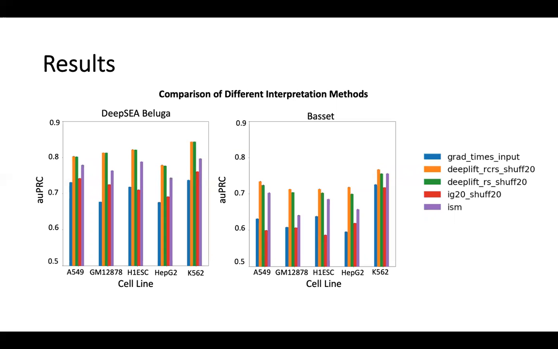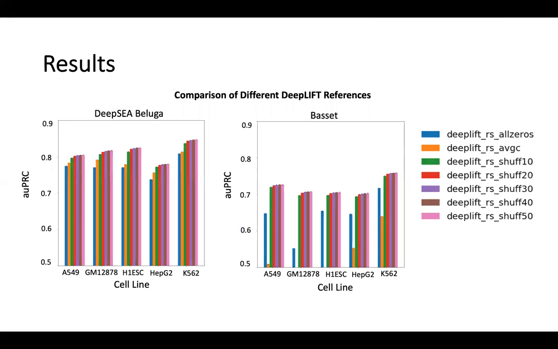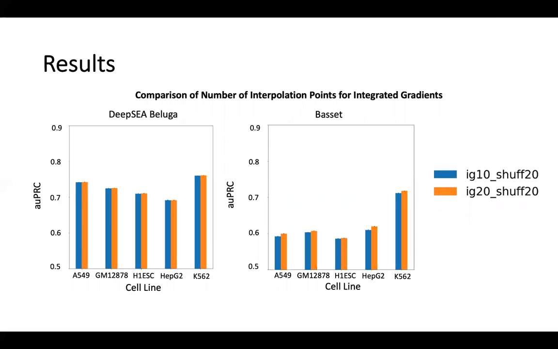In our Motif Recovery AUPRC comparison of different interpretation methods, we find that DeepLIFT and ISM tend to perform best and second best, and grad times input tends to perform more poorly. Also note that integrated gradients sometimes performs more poorly than grad times input, which we will discuss later. When comparing different DeepLIFT references, we find that shuffled reference works better than zero or average GC reference for DeepLIFT. Also, DeepLIFT performance initially increases with the number of shuffled references before experiencing diminishing returns at around 20 shuffled references. We also find that integrated gradients with 20 interpolation steps and 10 interpolation steps gives very similar performance, whether using 10 or 20 shuffled references.